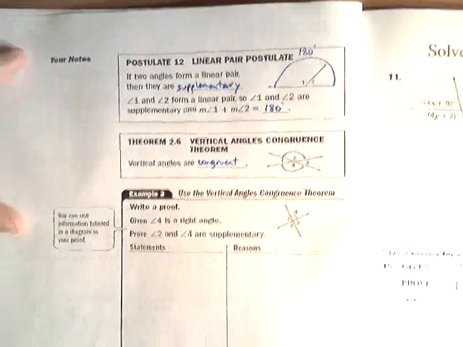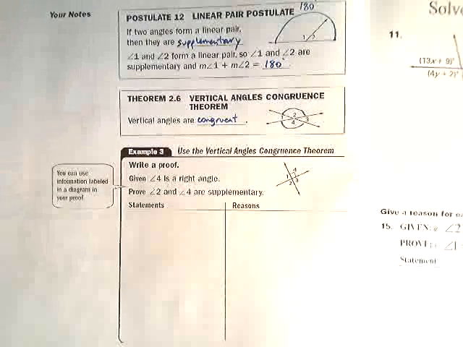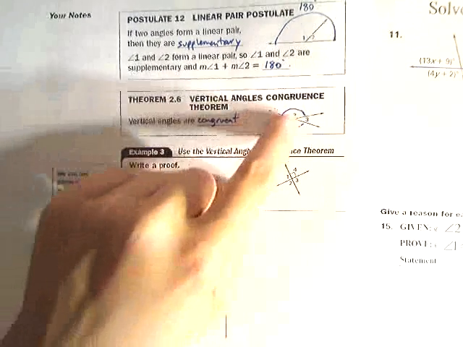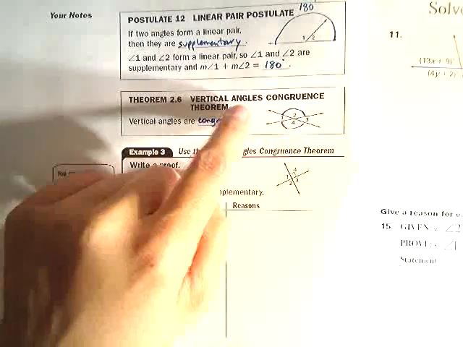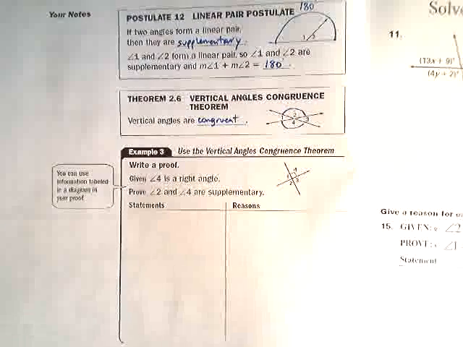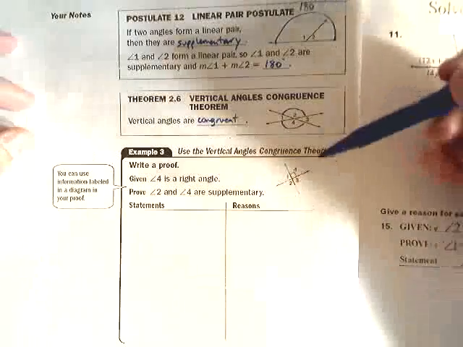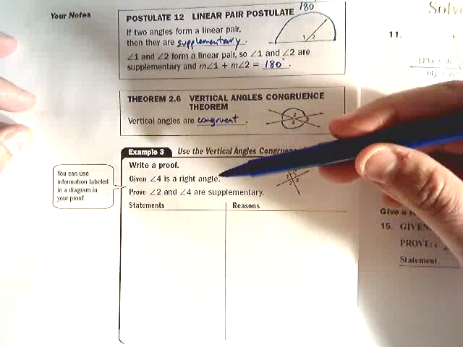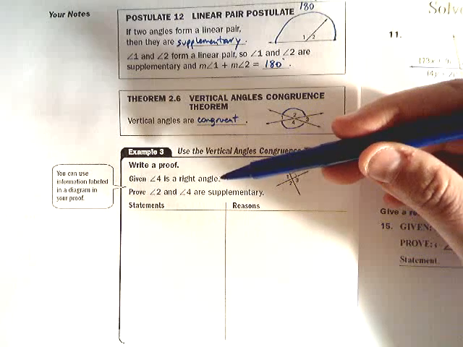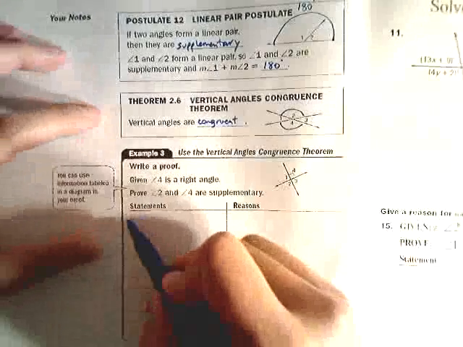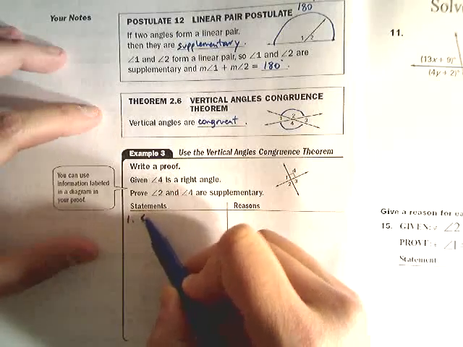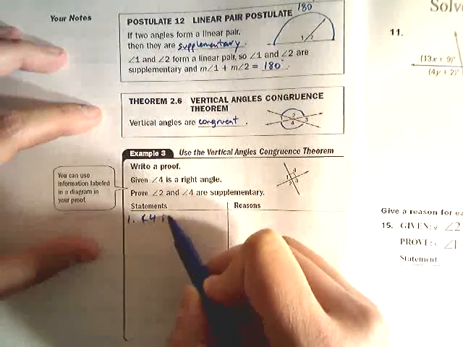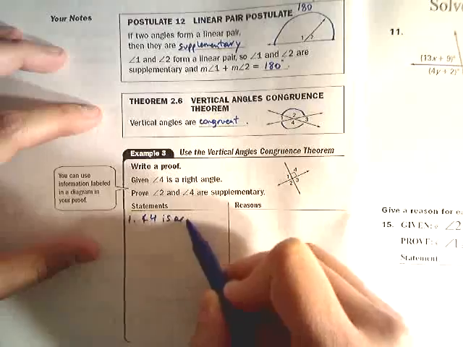Okay, example 3 is a proof, and we're going to use this concept that angles across from each other have to be congruent, they have to be the same measure. So, in this diagram, really all they told us is that angle 4 is a 90-degree angle, but really they stated it in words. They said that angle 4 is a right angle. So, since that's all we have to start with, I'll write that in my first line of my statement side.